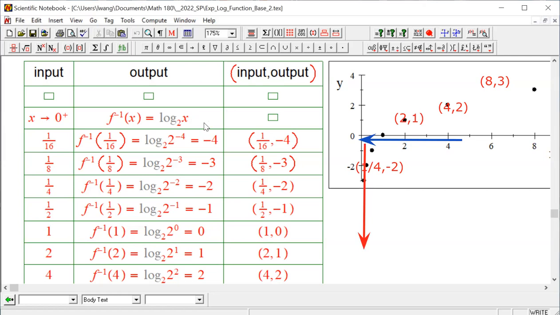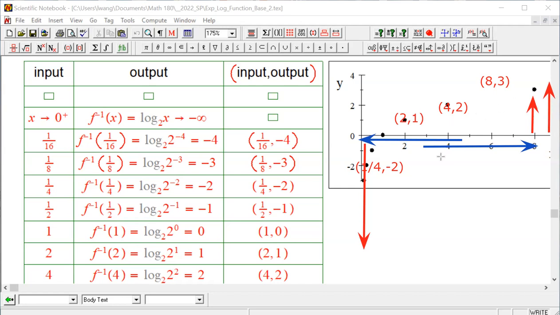Okay, so this quantity, as x approaches 0 from larger than 0, is going to approach negative infinity. Down, down, down infinitely. So that's why the range is from negative infinity. In the other direction, it could get higher and higher, right? As the input gets larger and larger, the output gets higher and higher yet.